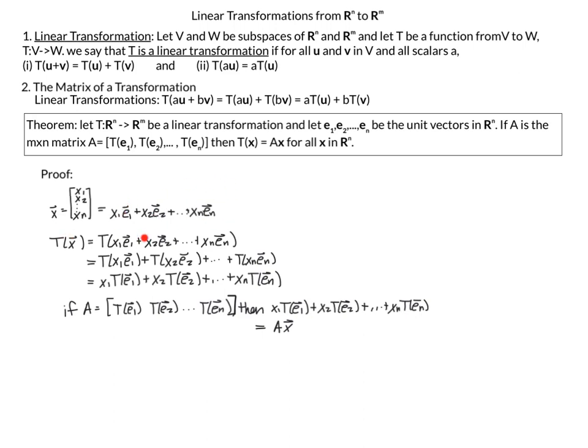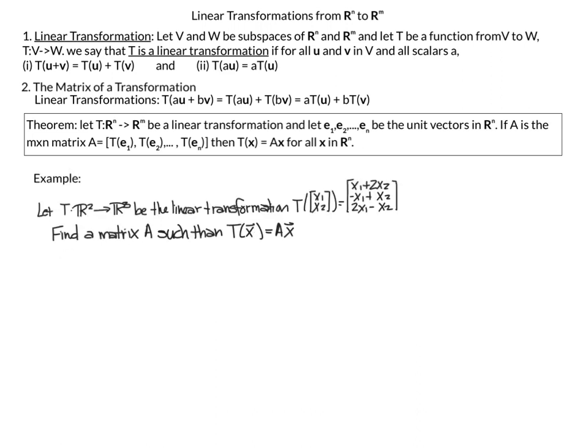When we plug this into our transformation, again, very similar to what we did in the last problem, we can then separate out all these terms and do T of x1 e1 plus T of x2 e2 up to T of xn en, and then pull out the scalar coefficients. And so our matrix, if A is equal to this matrix of T of e1, T of e2 up to T of en, then when we multiply it out, we have that our T of x is equal to A times our vector x.